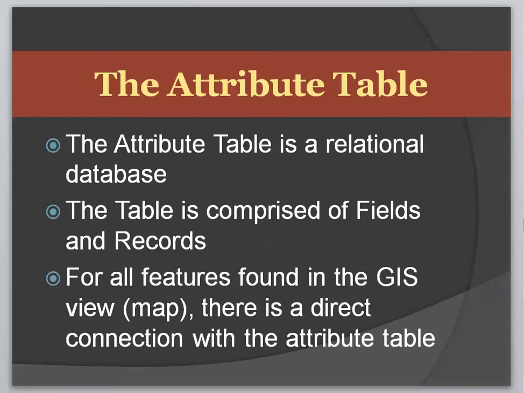Now, attribute tables are relational databases, and you can look that up a little more on the web if you want more information about relational databases. Essentially, they have the ability to create bridges between different tables of information, and that is quite functional. The table is comprised of fields and records. Fields are the columns of general categories. Records are the individual records that comprise the attribute table. For all features found in the GIS, there is a direct connection with the attribute table, which I just mentioned.